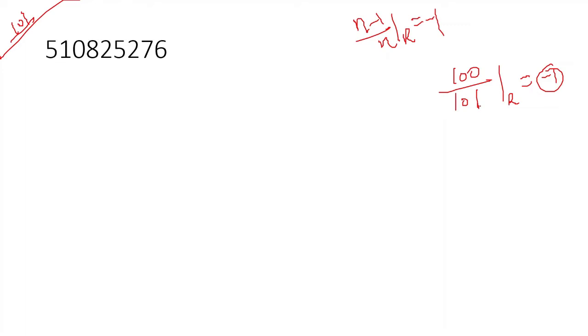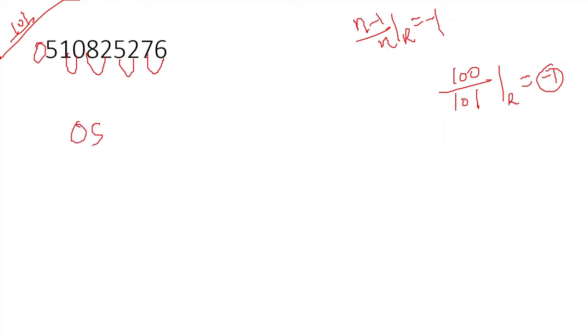So for 101, if you divide 100 by 101, the remainder will be -1. I have just told you that for n minus 1 upon n, the remainder will be -1. So their remainder will be -1. Now we're going to make pairs of 2 digits from the right-hand side.